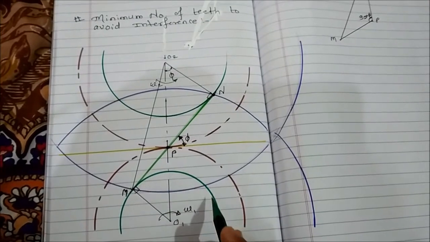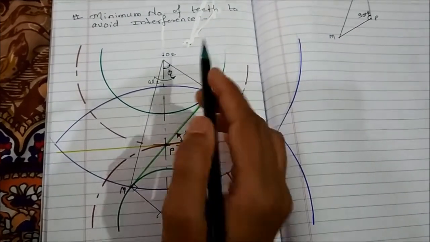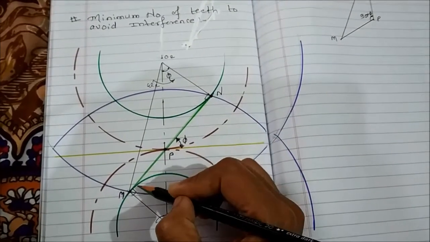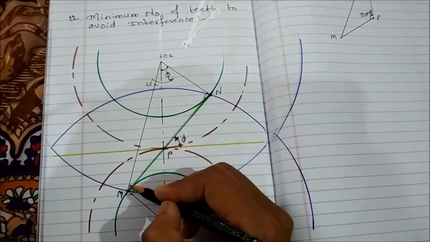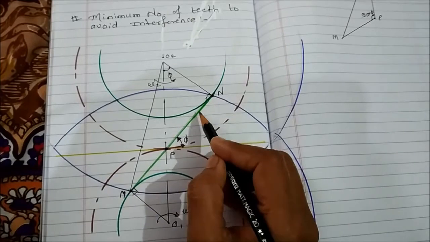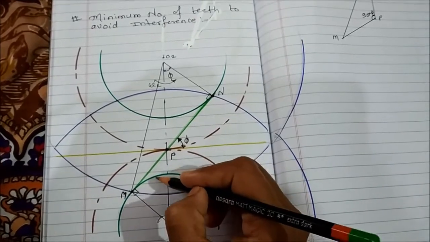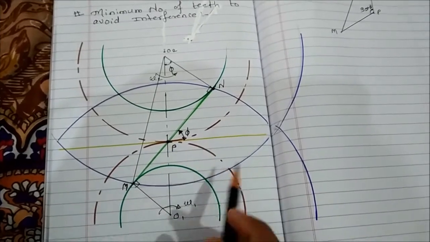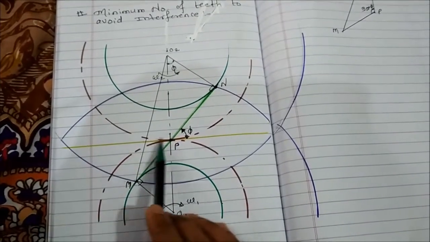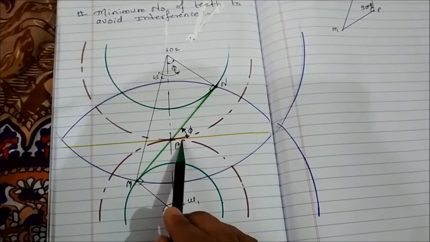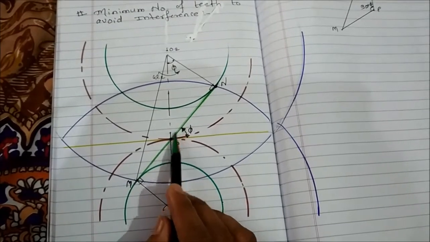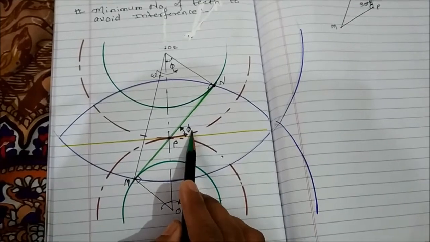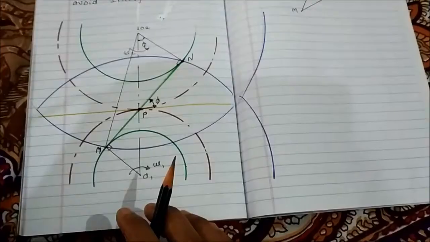Then this green one is the base circle of gear 1 and this green one is the base circle of gear 2. Now MN is the common normal, which is tangent to the base circles and passes through the pitch point. And here we have the common tangent passing through the pitch point. The angle between the common normal and the tangent is the pressure angle, denoted by phi.